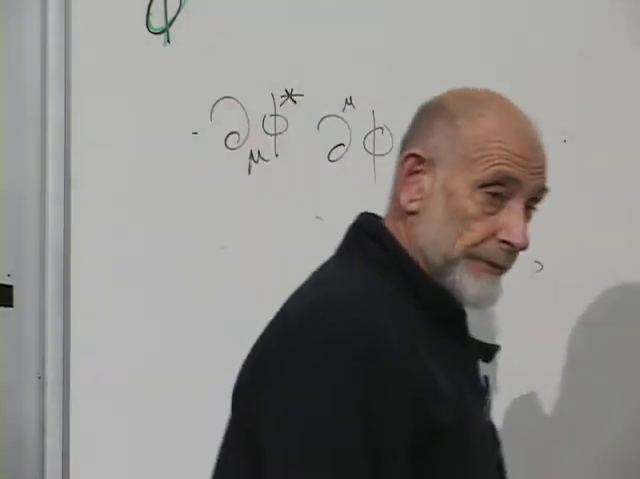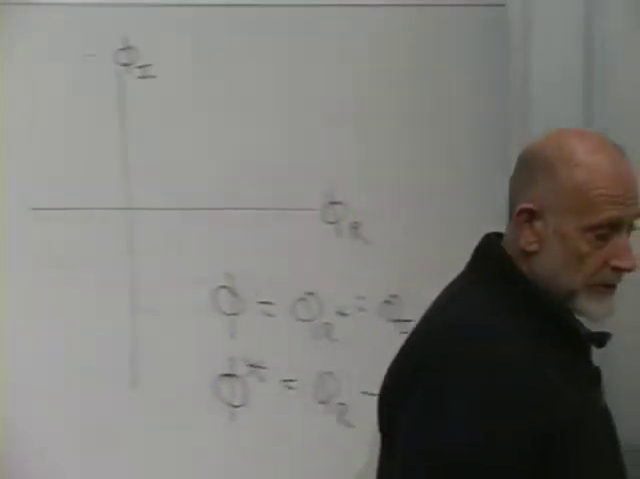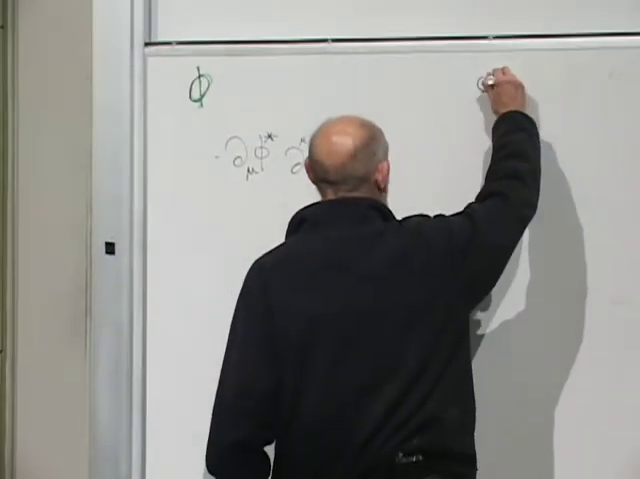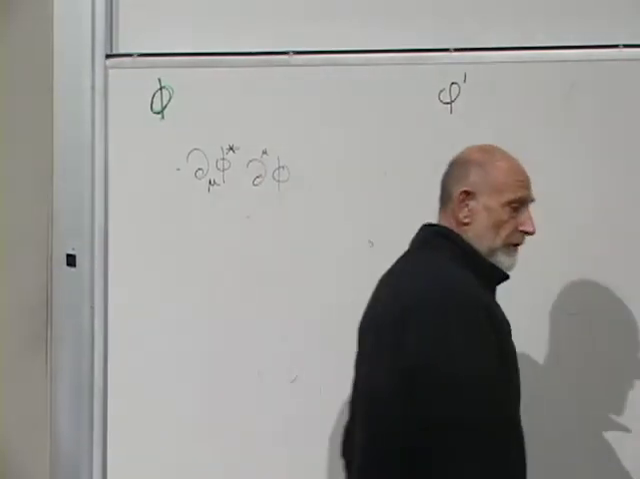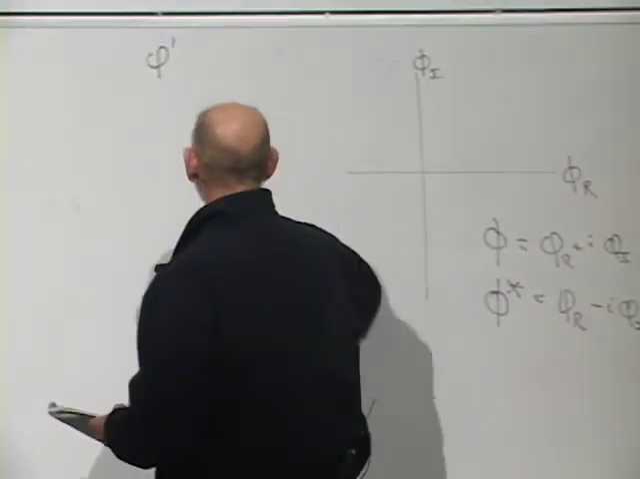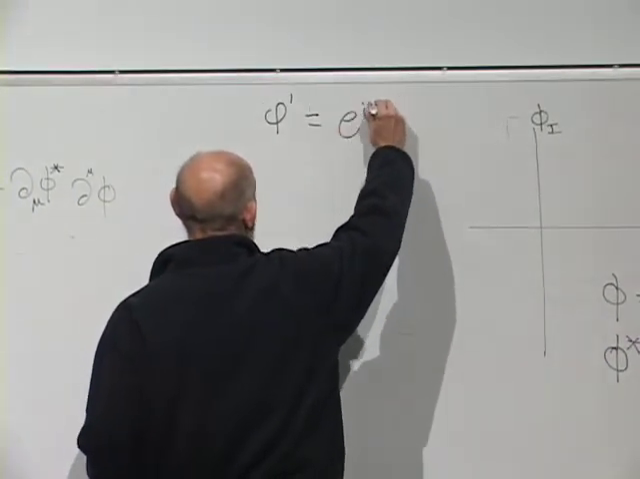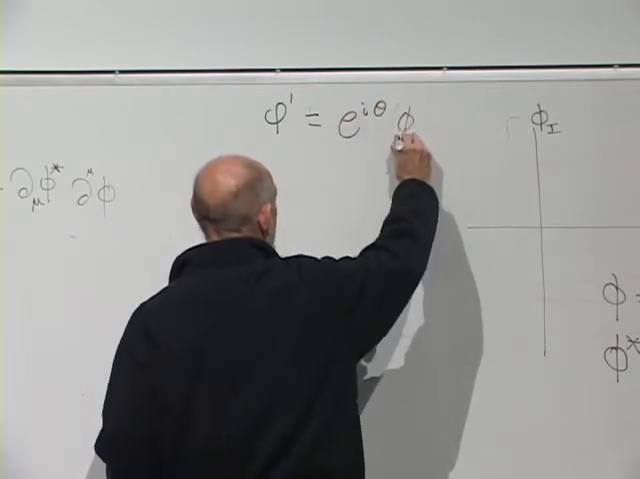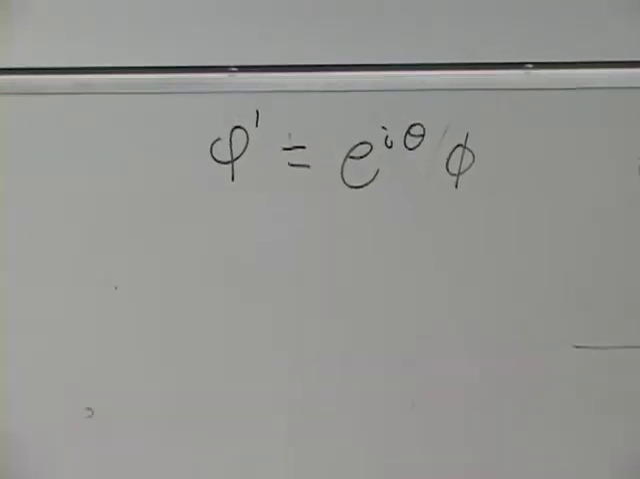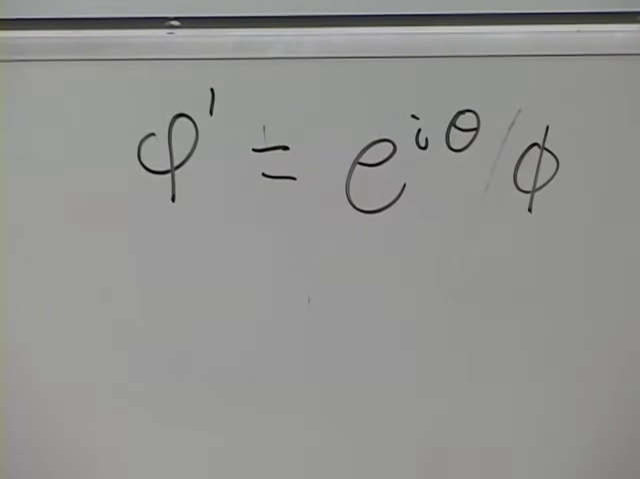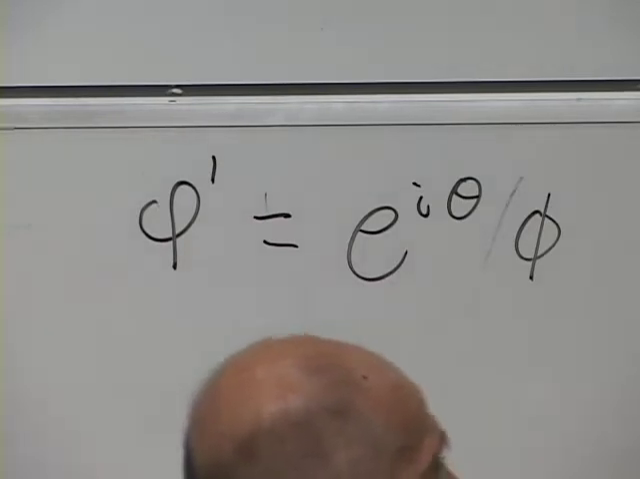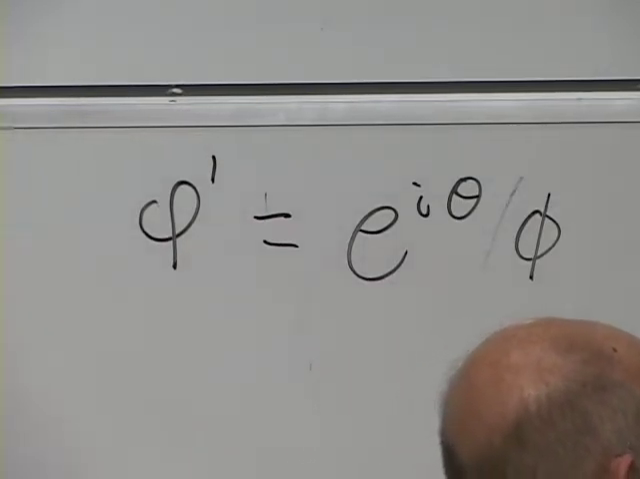Now, this Lagrangian has a symmetry, and the symmetry is the U1 symmetry, let's write it down, where you replace phi everywhere by phi prime, and phi prime is equal to e to the minus i theta times phi. In other words, we multiply the field at every point. Prime does not stand for derivative here, it's just a redefinition of the field where we multiply it by e to the i theta. Do you know what that means on the complex plane here? Yeah, we rotate it by angle theta.